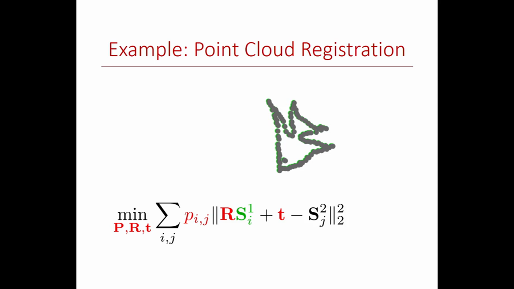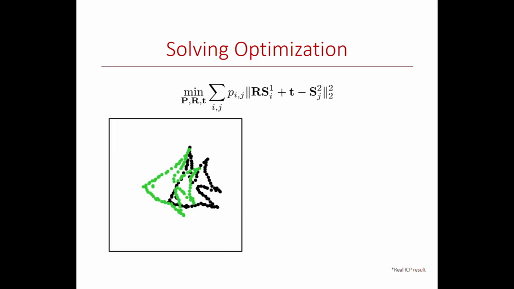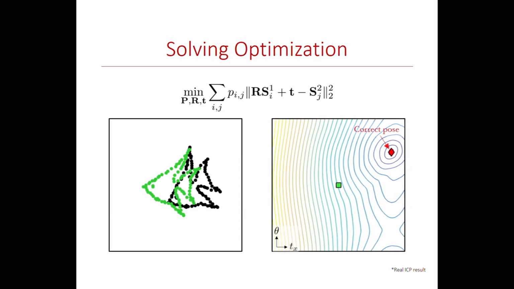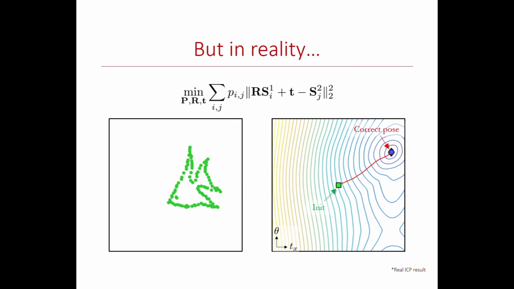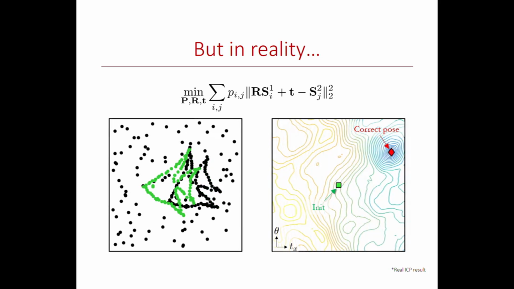Here, P denotes the assignment between the points in both shapes. In the case where the shapes have no noise or missing data, the optimum is well defined and coincides with the true registration parameters in the red diamond. In this ideal case, when starting with the initial pose in the green square, simple algorithms such as ICP can find the correct pose. However, in reality, the data is typically corrupted by noise and outliers, and this changes the landscape of the cost function.